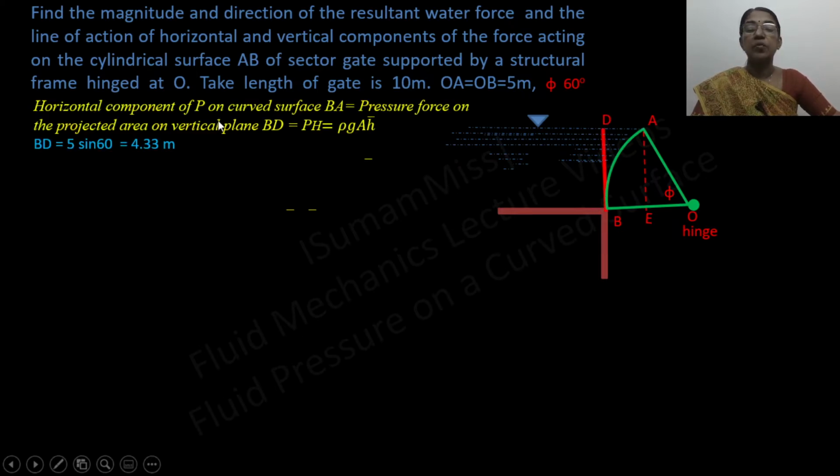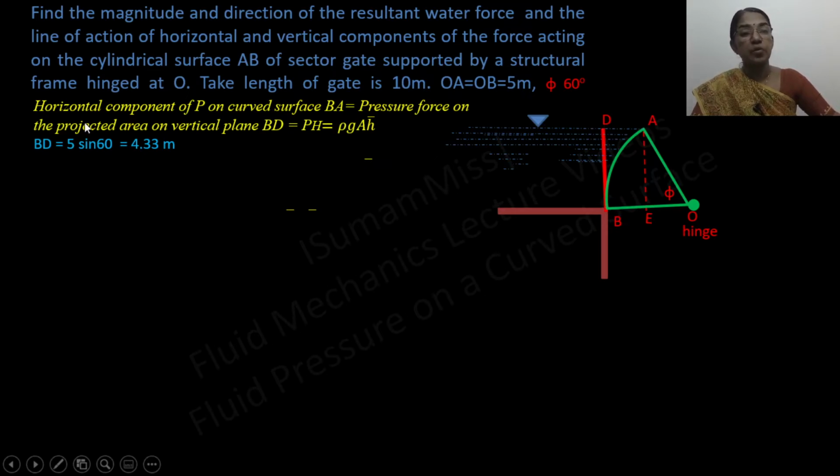So the horizontal component of P on the curved surface BA is equal to the pressure force on the projected area on a vertical plane BD. So that is equal to rho g into A into H bar. So BD equal to AE equal to OA sin 60, that is equal to 4.33 meter. So BD equal to 4.33 meter and the length is given as 10 meter. So area A equal to 4.33 multiplied with 10, and H bar is BD by 2, that is equal to 4.33 by 2.